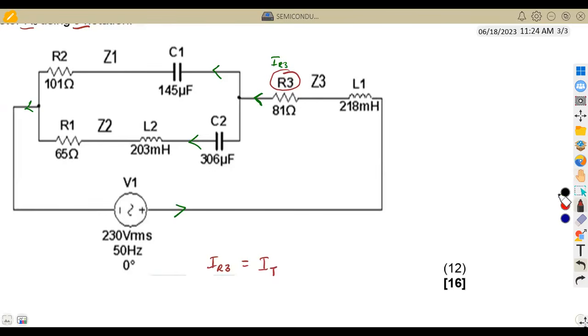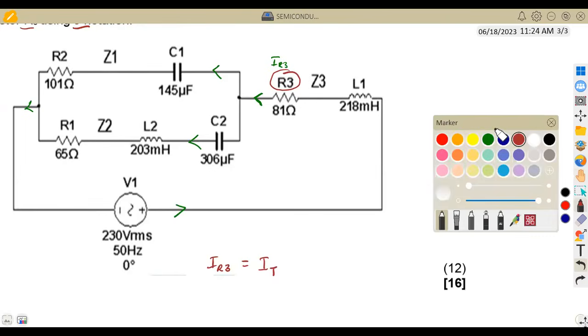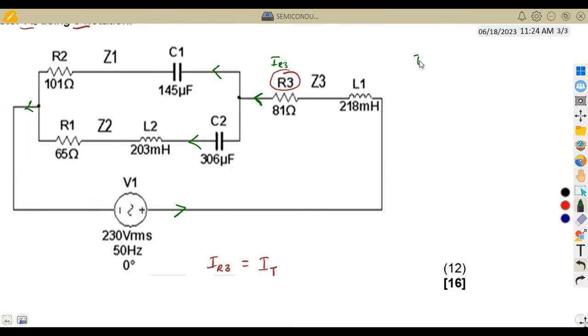So if that is the case, how do we calculate the total current? We know that our total current must be equal to the total voltage, which is our VRMS in this case, over the total impedance. So what we are supposed to do is to find the total impedance.